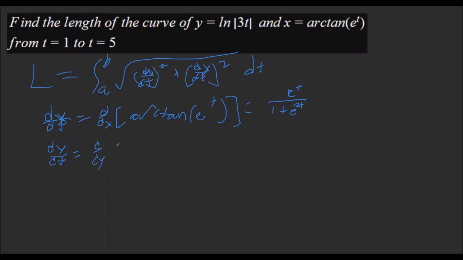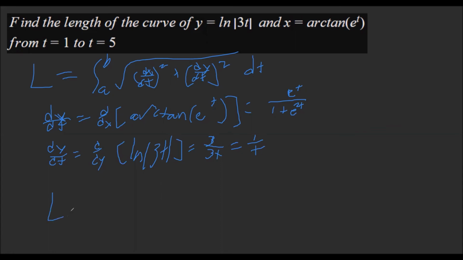Now we have to find dy/dt, which is the derivative of y. It's quite simple since it's only natural log 3t, and we're going to employ the chain rule once more. The derivative of natural log x is 1 over x. In place of x, we're going to use 3t. So we end up with 1 over 3t times the derivative of the inside function, the derivative of 3t, which is 3. So the derivative of natural log 3t is 3 over 3t, which is just 1 over t.